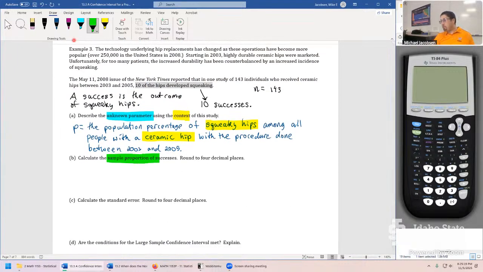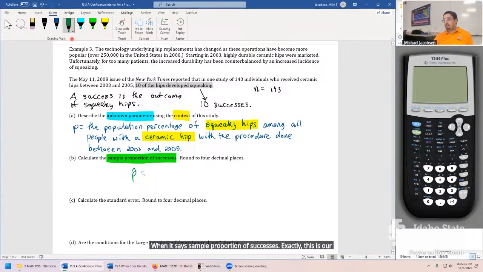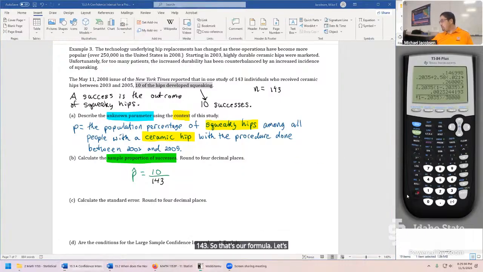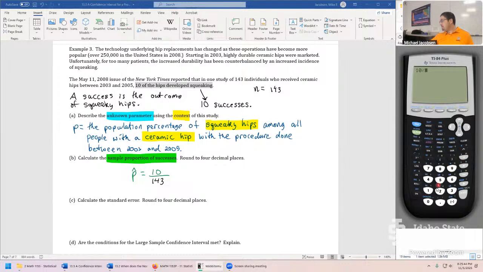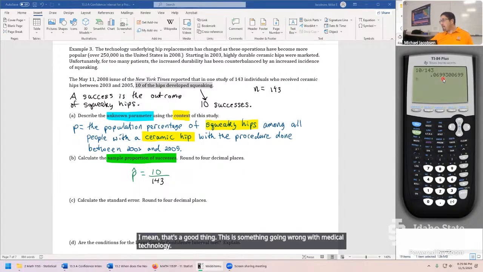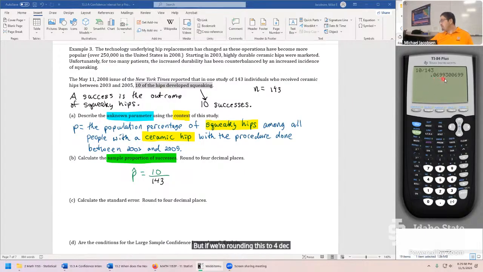When it says sample proportion of successes, exactly, this is our p-hat part. We take the number of successes in the sample, 10 of them, divide by the sample size, 143. So that's our formula. Let's throw this into the calculator to get a value out. 10 divided by 143. It's a small proportion and a small percentage of the sample. I mean, that's a good thing. This is something going wrong with medical technology. But if we're rounding this to 4 decimal places, it's a 0.0699.